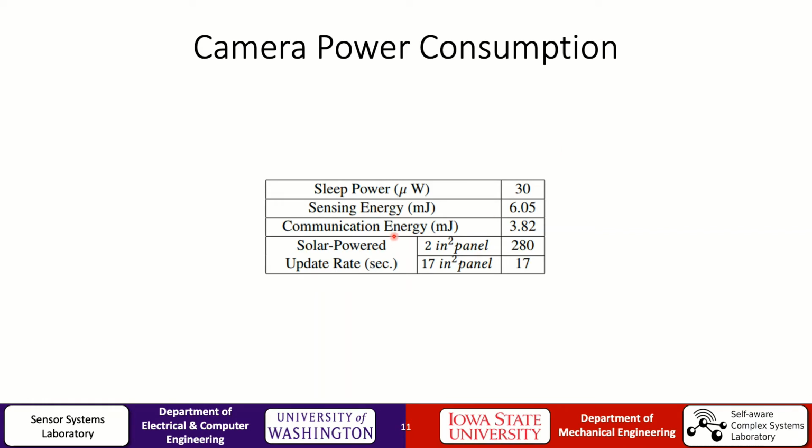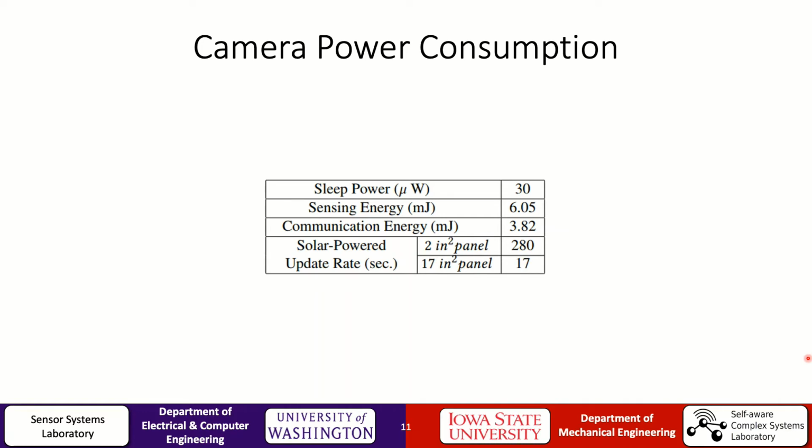This table lists the results of our measurement. When the camera is in sleep mode, the power consumption is 30 microwatt. To take a picture, the camera needs 6.5 millijoules. And to transmit that image, it needs 3.82.